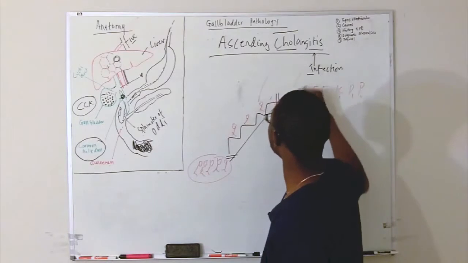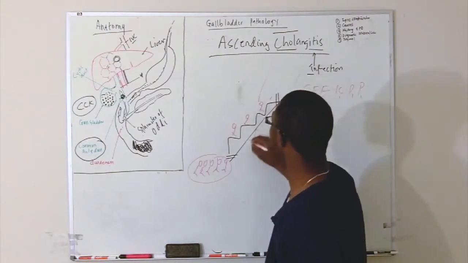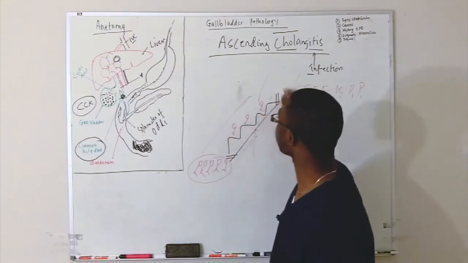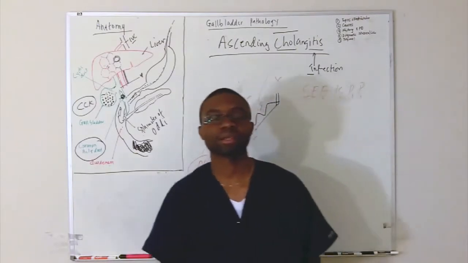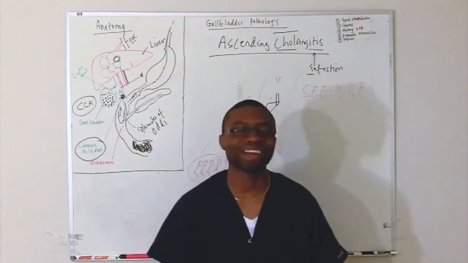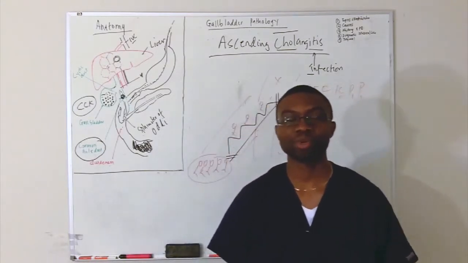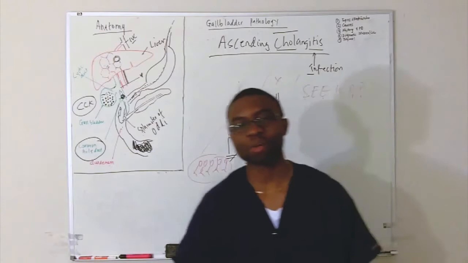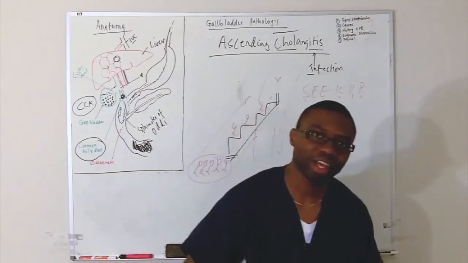Now they end up into what? They get into the biliary tree through this beautiful hole. And now they're having sex. Mating, bacterial overgrowth. Now you've got an infection. So now we know the cause. Let's talk about the history.